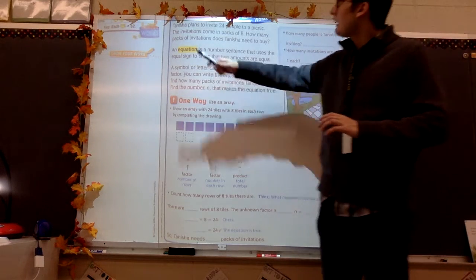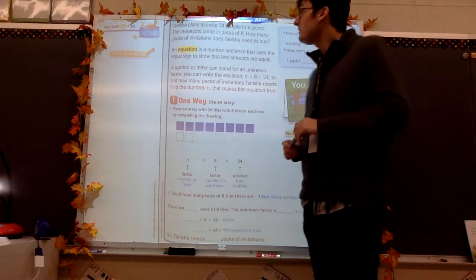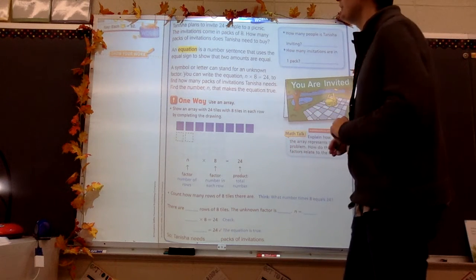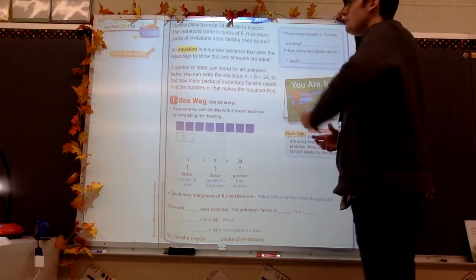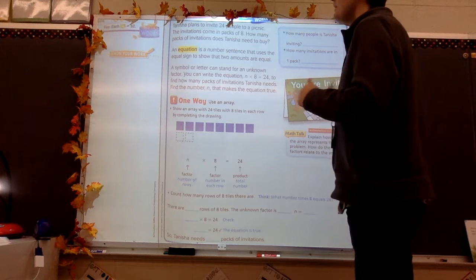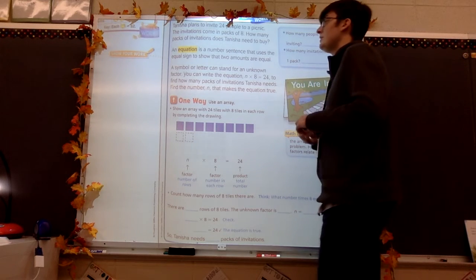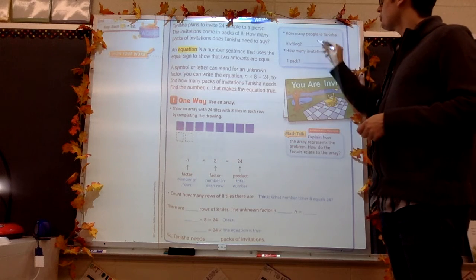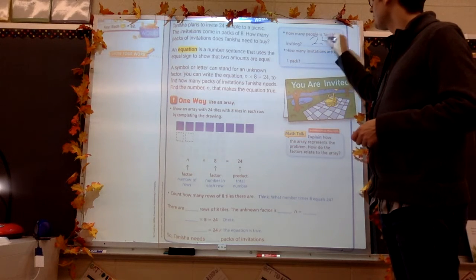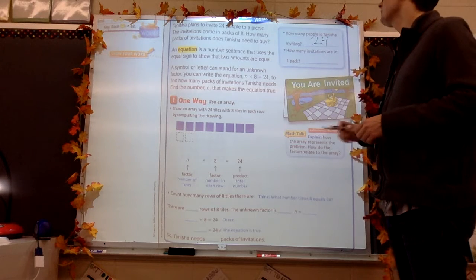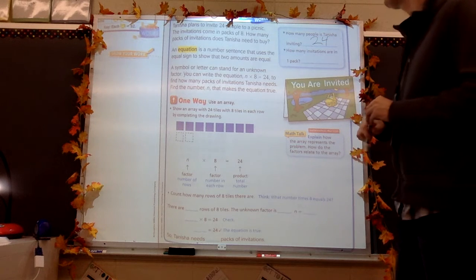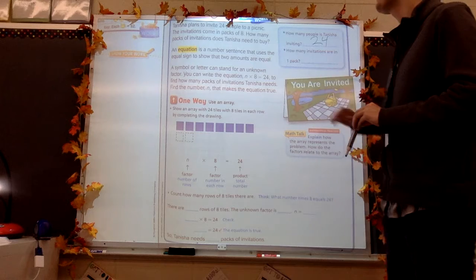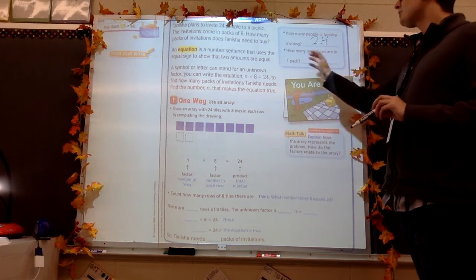So right here at the top, we have Tanisha plans to invite 24 people to a picnic. The invitations come in packs of 8. How many packs of invitations does Tanisha need to buy? So we know that there are 24 people coming. So right over here in the top right hand corner, when it asks how many people is Tanisha inviting, we can write 24.